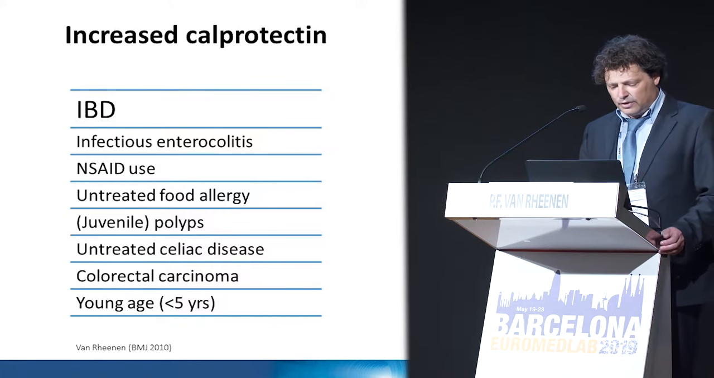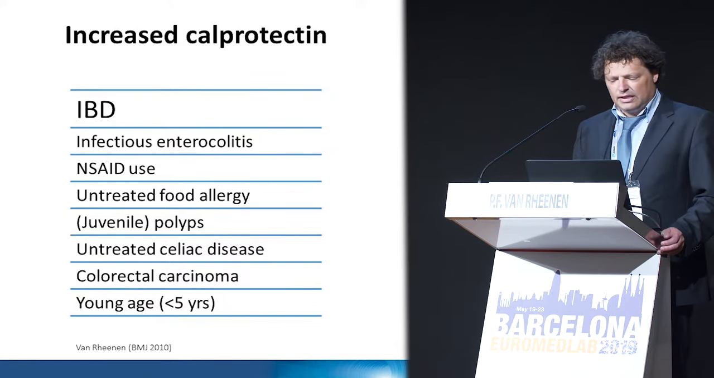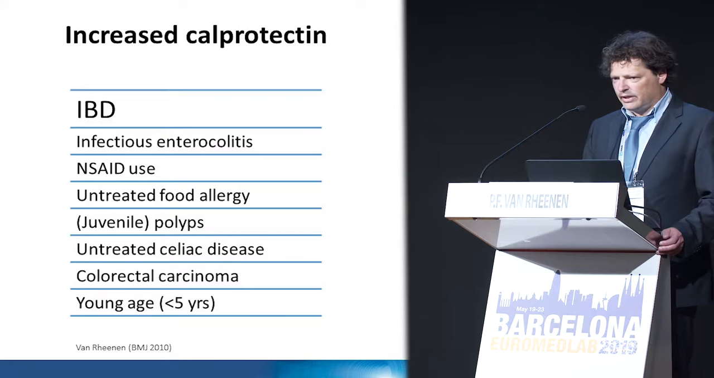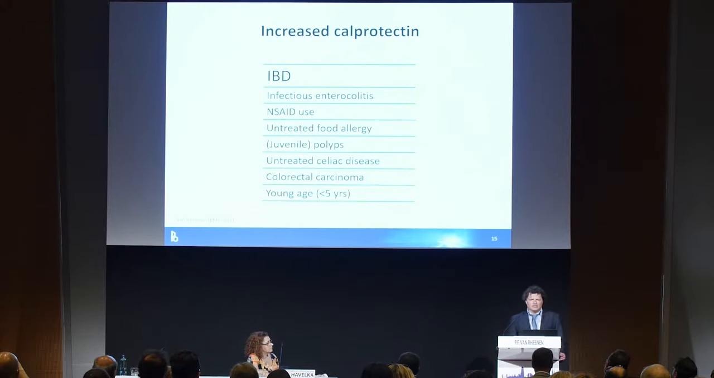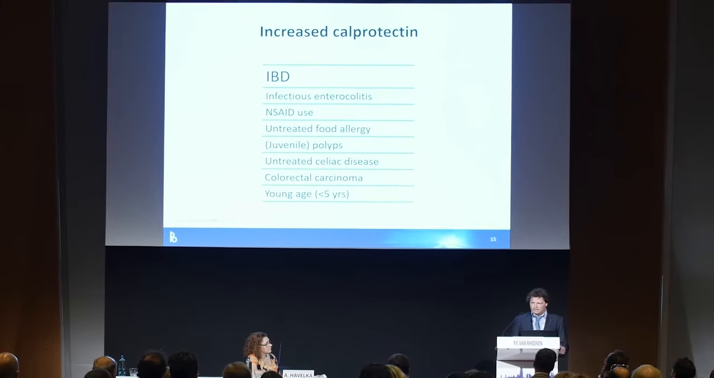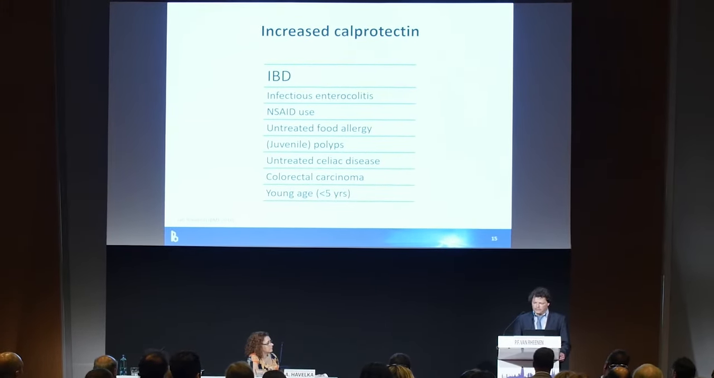And what is also important is that young age gives an increase in calprotectin. Nobody exactly knows why this is, but there are ideas that it is related to the constant fight between the bacteria at the mucosal level in the first 5 years of life. And only after 5 years of life, there is some kind of a bacterial balance in the gut of children.